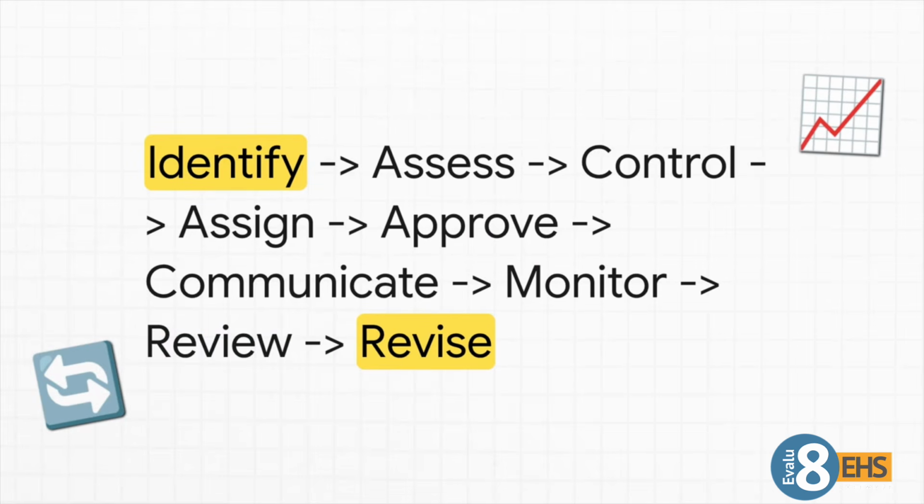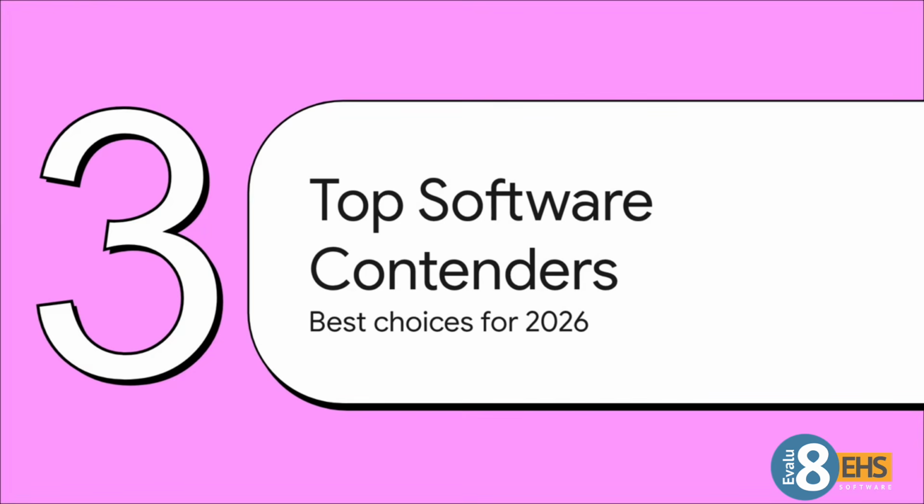To achieve ultimate efficiency, modern software actually has to control the entire life cycle. You don't just identify and assess. You control the risk, assign an owner, approve it, communicate it, and then you continuously monitor, review, and revise. The true power here isn't in filling out a form, it's in efficiently tracking the actions that actually result from it.